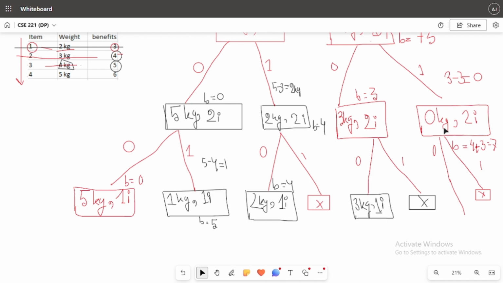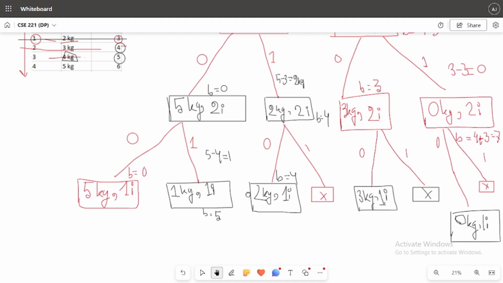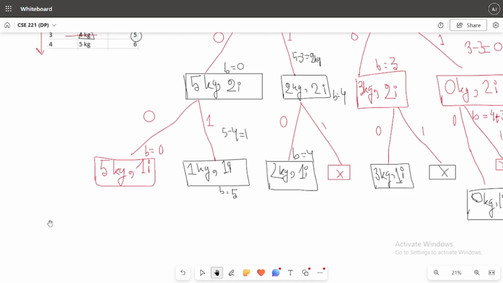Now for 0 kg it will be 0. It will be 0 kg, one item. Now there is a thing. Can we find any common child here? No, we are not finding any common child, right? It is 1 kg 1 item, it is 2 kg 1 item. We have to find a common child, then it will overlap. Okay, so let's begin again.